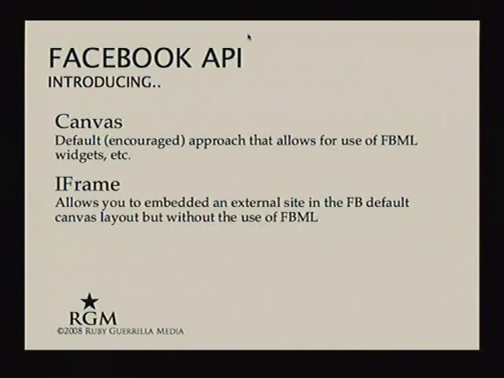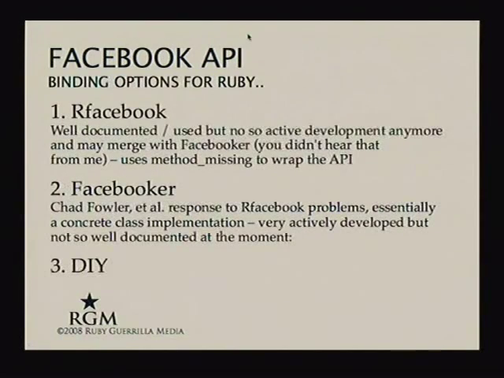So there's essentially two types of Facebook apps. There's the Canvas, which is encouraged by Facebook, allows you to use FBML, which you probably want to use. It's going to speed your development time. It's going to give you a consistent look and feel, without anything at all. There's also an iframe, which works just like regular iframe. So it allows you to embed an external site in your default Facebook Canvas layout. But the cost, of course, is there's no FBML, which you can see in a minute. Am I going too fast at all?